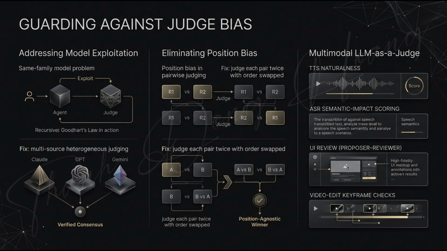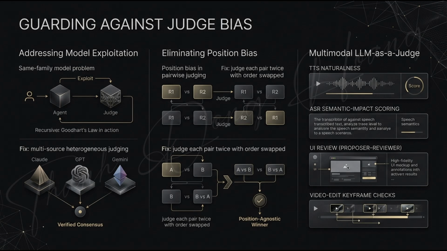A related problem shows up in head-to-head comparisons. Judges tend to favor whichever answer appears first, regardless of actual quality. The fix there is to judge every pair twice, with the order swapped each time, and either average the results or discard cases where the two judgments disagree.